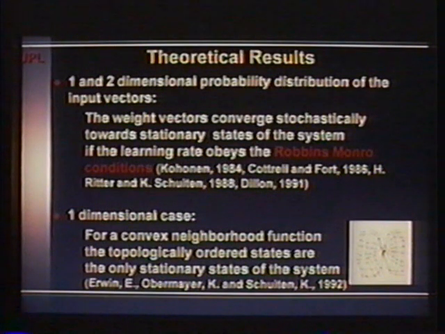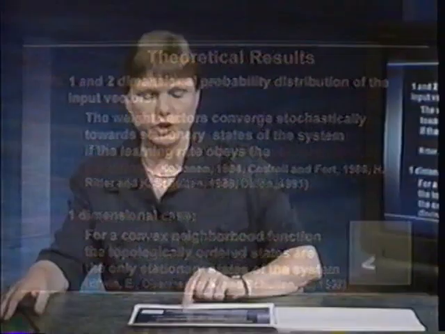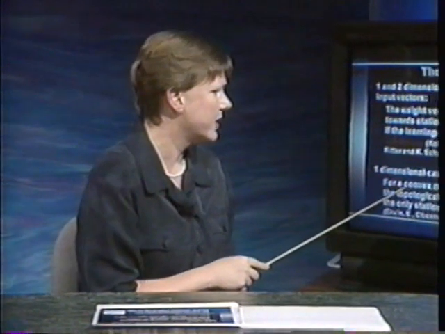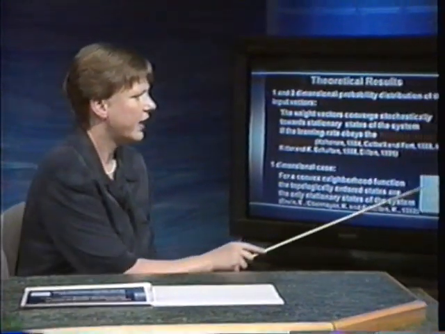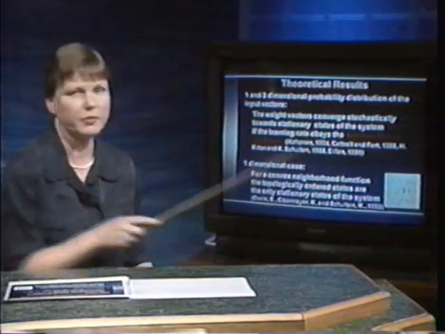For the 1-dimensional case, with a convex neighborhood function, the topologically ordered states are the only stationary states of the system. This is work done by Erwin, Obermayer, and Schulten in '92. What they basically say is that if we have a convex neighborhood function, and a Gaussian function would qualify as a convex neighborhood function, we cannot have a distortion of the map.